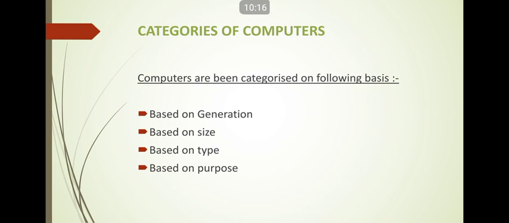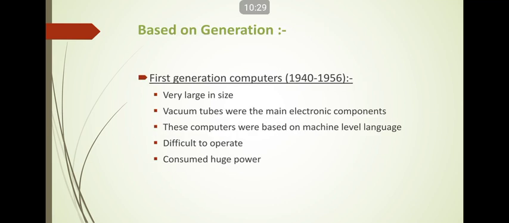Note it down. Again, I am repeating. First one is based on generation. Second, based on size. Third, based on type. And fourth, based on purpose. So let's start with the first one, based on generation.